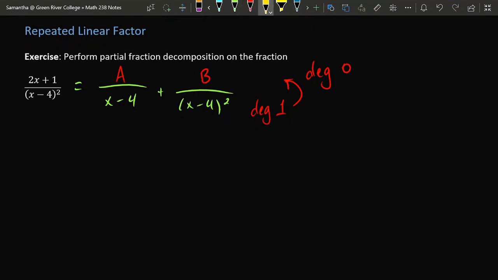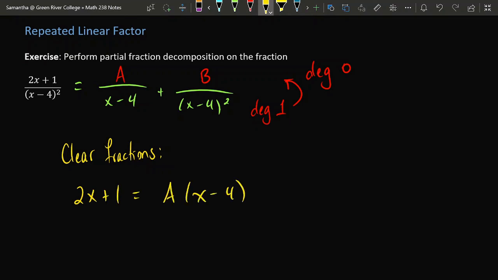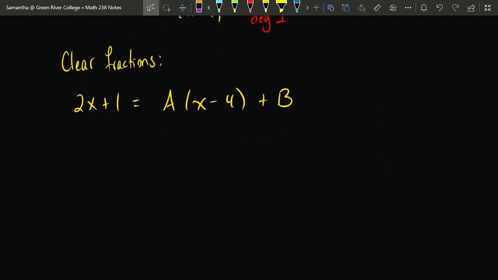Now once again, because I do not have the case of distinct linear factors, because one of the factors was repeated, I can't use the Heaviside cover-up method, that shortcut. But I can clear the fractions. When I multiply through by the least common denominator to clear the fractions out, I get 2x plus 1 is equal to a times x minus 4 plus b.